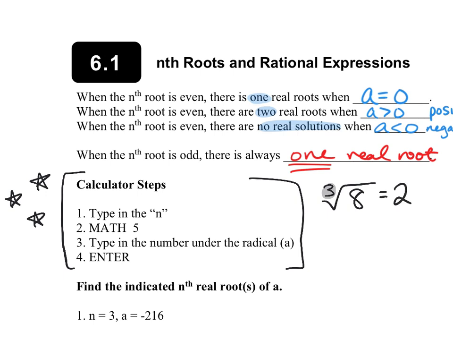2. Okay, well, what about the fourth root of 27? Can you give that one to me? So same thing, you start typing with the 4, you go math, you go 5, then type in the number.